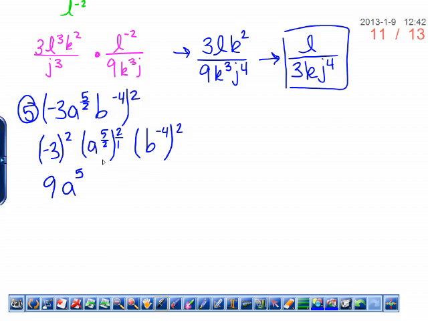I did 5 squared. Yeah, so we got to remember our rule when it's like x to the 5th cubed, we end up multiplying those powers. It would give us x to the 15th. And then we'd have b to the -8. So we would have to move the 8 to the bottom. So 9a to the 5th over b to the 8th.